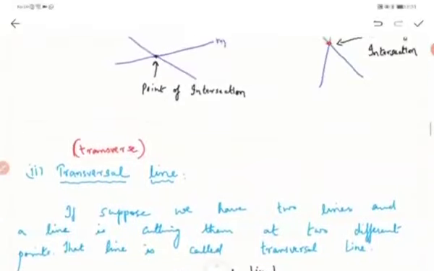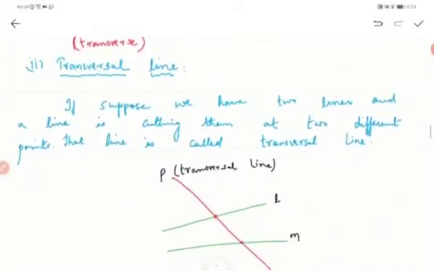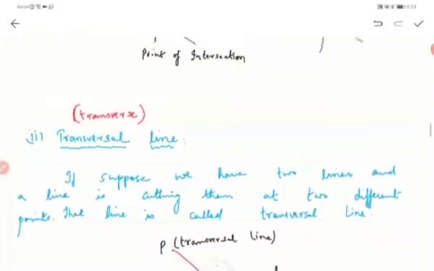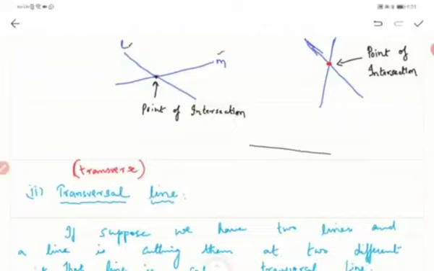Now, the next type of line you need to know is the transversal line. What do you mean by transversal lines? A transversal on two lines, any two lines. If a line is cutting two lines L and M, that line is called a transversal.